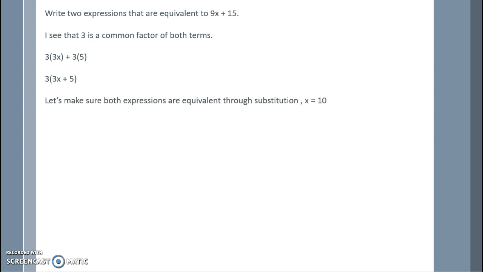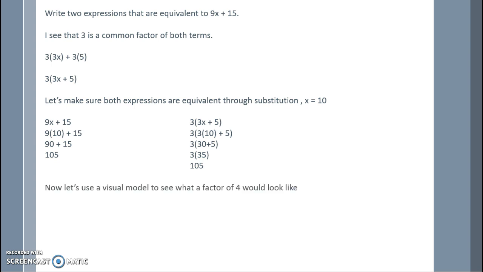Let's make sure both expressions are equivalent through substitution. So let's use 10. In the original one, 9 times 10 plus 15 is 90 plus 15, which is 105. Doing the same with our new expression, 3 times (10 times 3 plus 5), so 30 plus 5, 35 times 3 is also 105. So again, just because they match doesn't necessarily mean that they're equivalent.